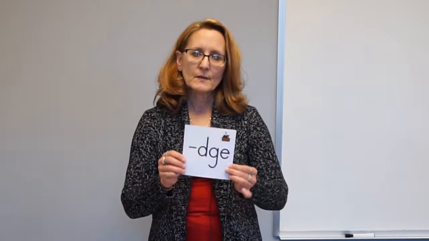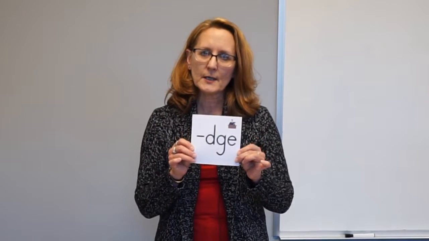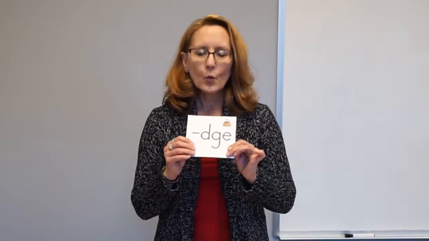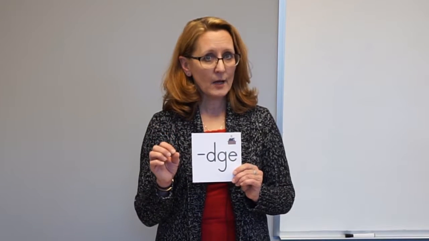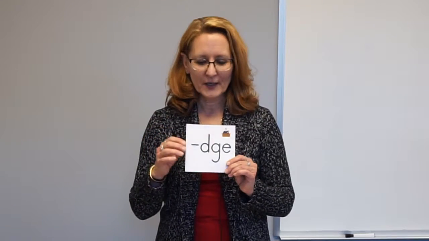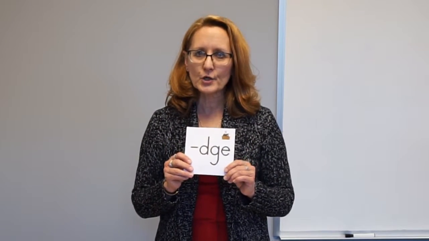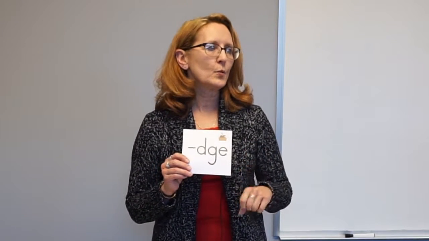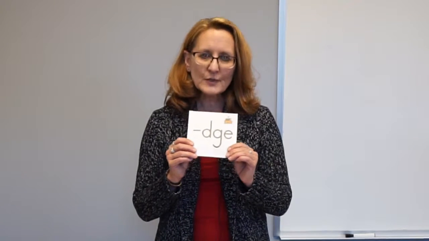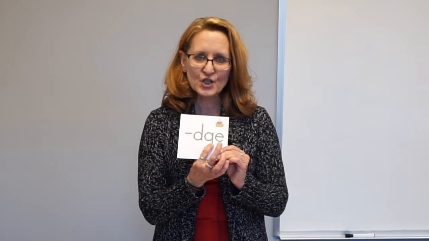Of course, this is in layer 2, and the lesson that we're going to be teaching is the spelling of DGE. Now, the way that DGE works, when you hear J, that's the J sound. When you hear J immediately after a short vowel, like in the word fudge or in the word badge, then you need to spell it DGE.